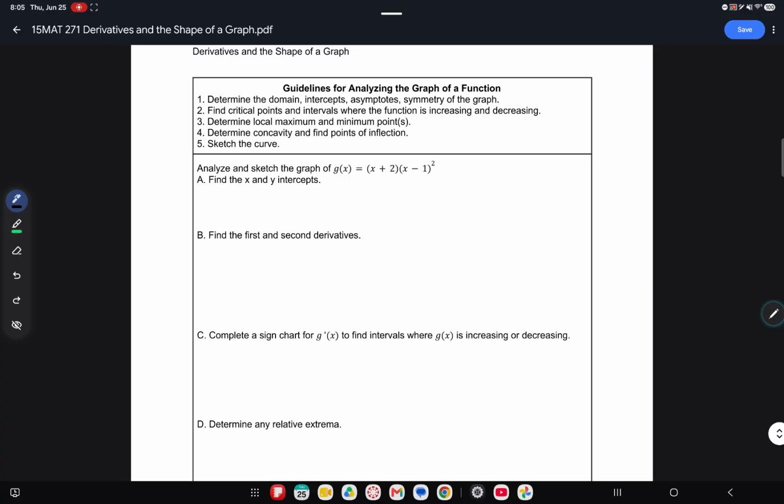Okay, so we want to figure out what the domain of our function is. We can probably find the x and y intercepts or any asymptotes and symmetry. Then we want to find critical points and find where we're increasing and decreasing, and then find any local maximums or minimums, and then find the concavity and points of inflection, and then try and draw a picture.